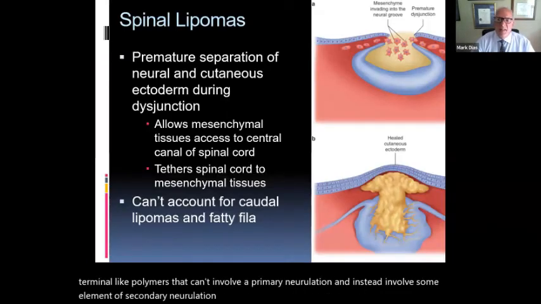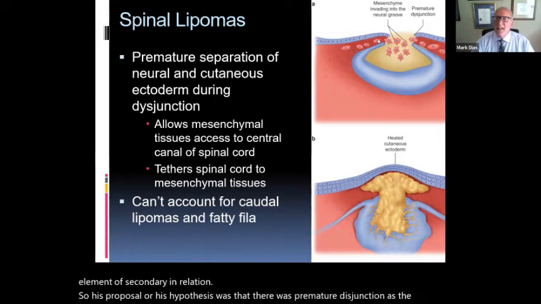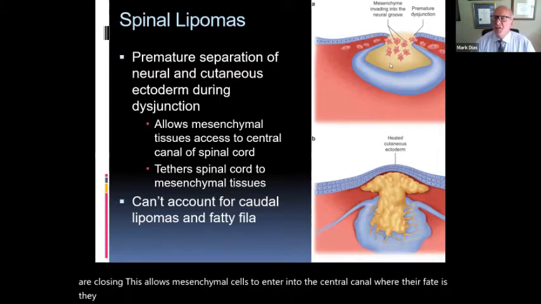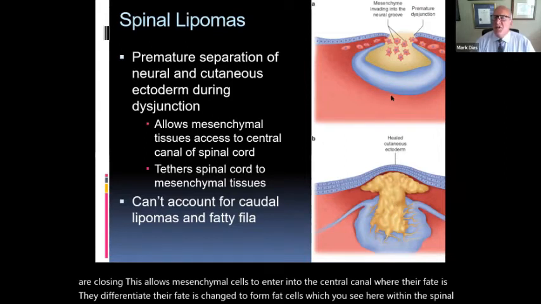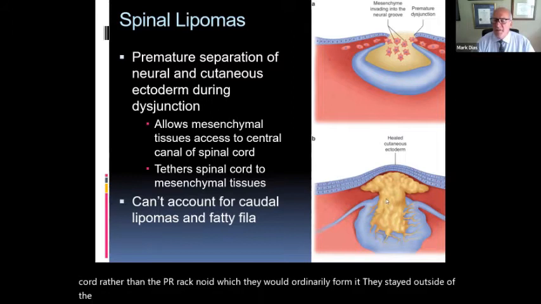So his hypothesis was that there was premature disjunction as the neural folds are closing. This allows mesenchymal cells to enter into the central canal, where their fate is changed to form fat cells, which you see here within the spinal cord, rather than the pia arachnoid, which they would ordinarily form if they stayed outside of the neural tube. And so you have this fatty stalk.